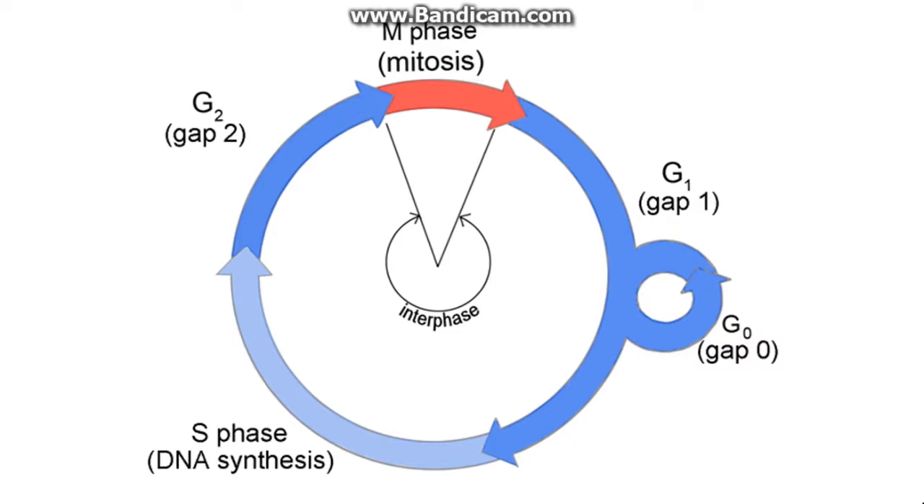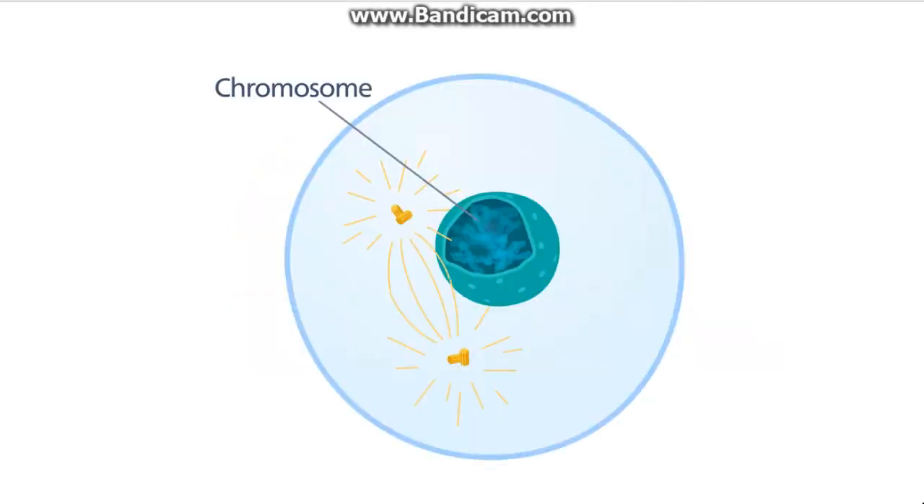Prophase, in which the chromatin becomes more tightly coiled into discrete chromosomes. The nucleoli disappear, and the mitotic spindle begins to form in the cytoplasm.